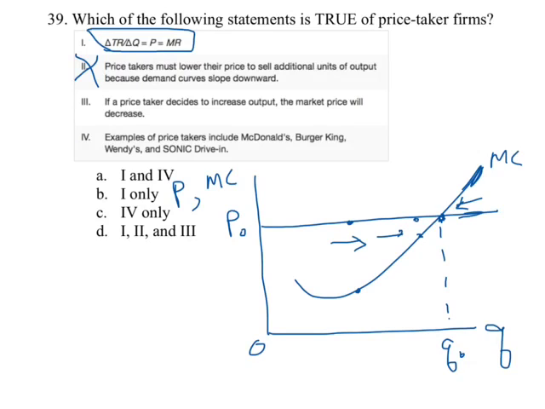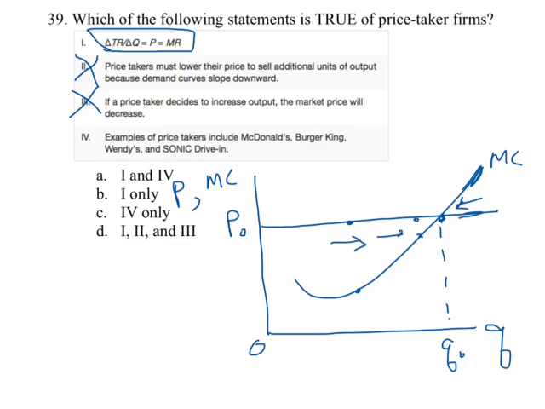If a price taker decides to increase output, the market price will decrease? No. The whole thing about a price taker is that each firm is so small compared to the market that even if a single producer doubled output, they're just so small, the effect on the market is so negligible as to be ignored. Just nothing would happen. So 3 is out.